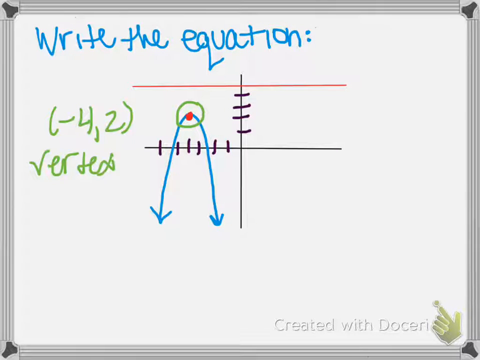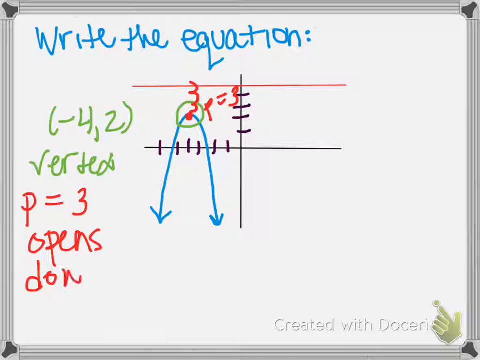The next thing I really want to know is the p-value. So luckily they've sketched in the directrix, so I really just want to count how far it goes. 1, 2, 3. So the directrix is 3 units above the vertex, so that means my p-value is 3. The only other thing I have to think about is actually that this parabola is upside down. It doesn't look right side up like the one we just looked at, so that means that that number that sits in front of the parabola is going to have to be negative. So I'm going to make a little note that this parabola opens down.